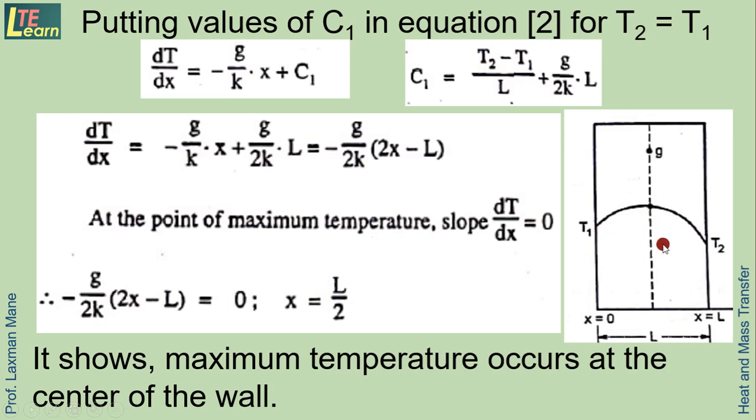So this is T1, this is T2, this is 0, this is L, this will be L by 2, half. So the maximum temperature will be here, and the nature of this temperature distribution is what? Parabolic, that we have already discussed.